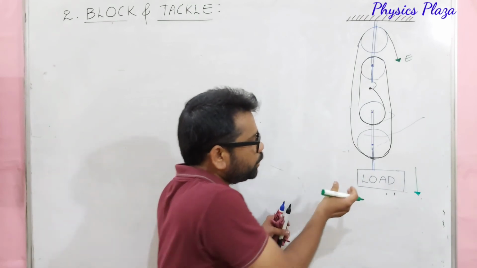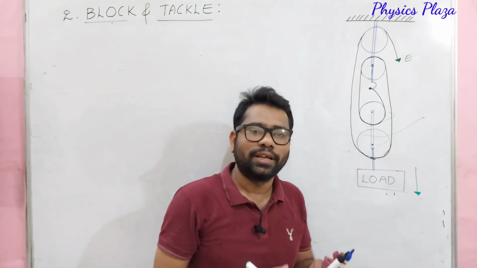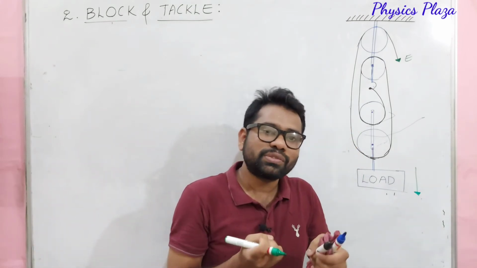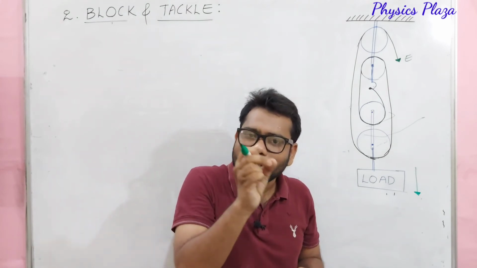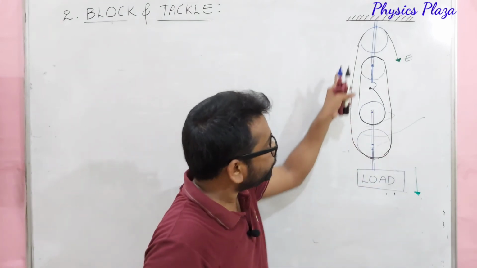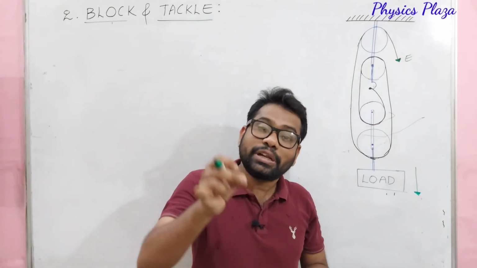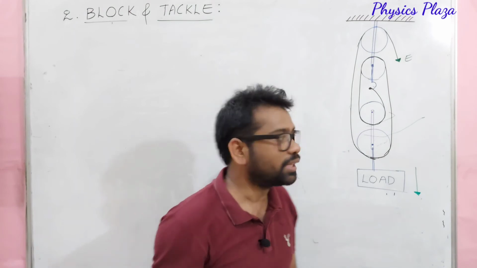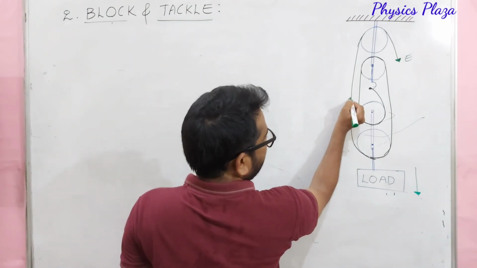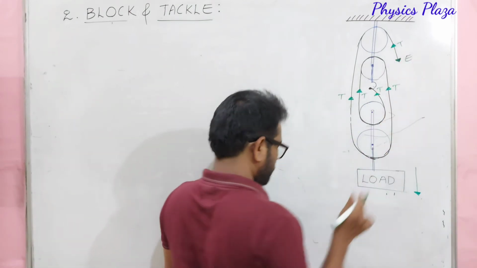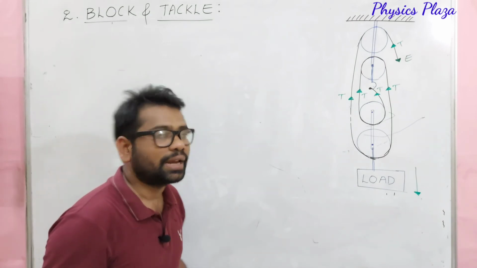Dear children, whenever load is attached, what happens? The string is tightened, which means tension is developed in each segment of the string. As it is only a single string, the tensions developed in the different segments of the string will be the same. That is, it is T only. Now how to calculate the mechanical advantage?